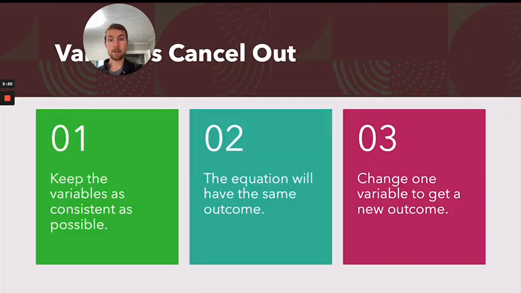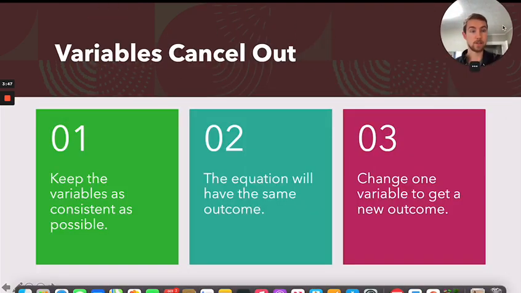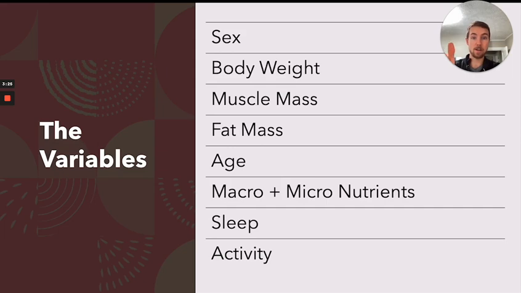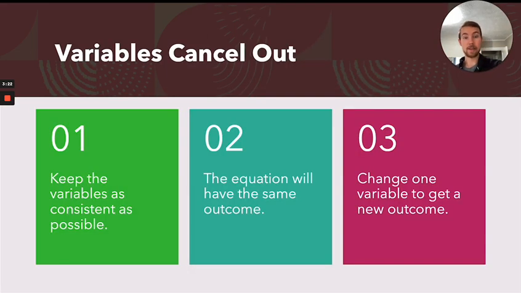So here's the thing. Variables cancel each other out. At least I think they do. Maybe not in real math, but they do for our purposes. If a variable is kept consistent, if it's on both sides of the equation, who cares? You don't need to worry about it. At least for our purposes. I wasn't that good at math, I'll be honest. But anyway, if we keep the variables as consistent as possible, if those don't change, then the equation will have the same outcome. So what we need to do is just change one variable to get a new outcome.